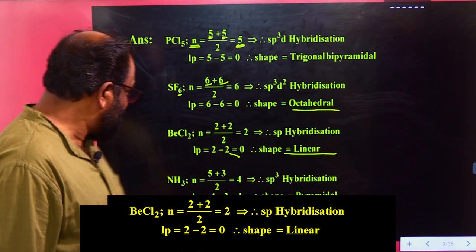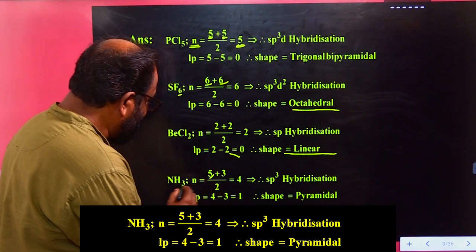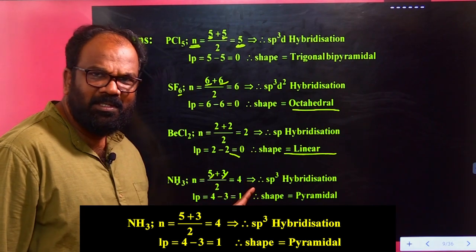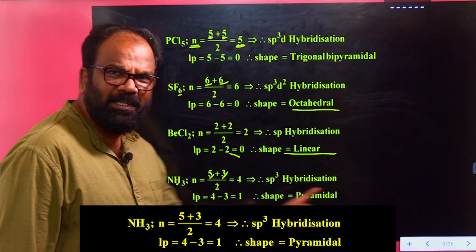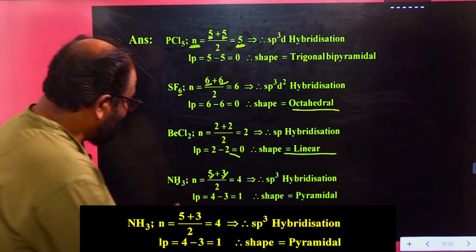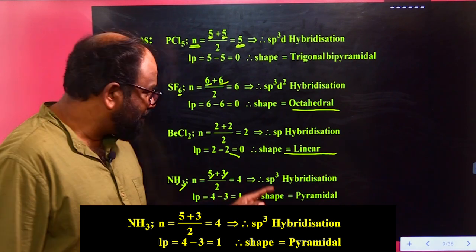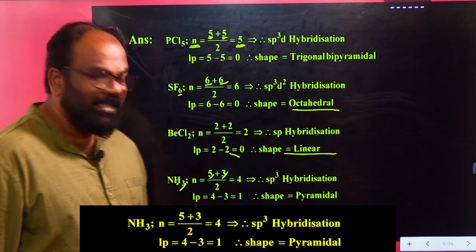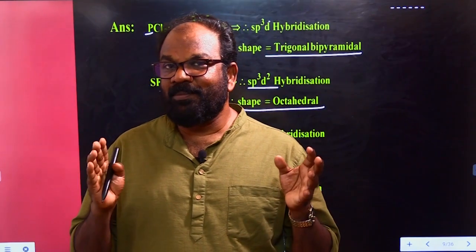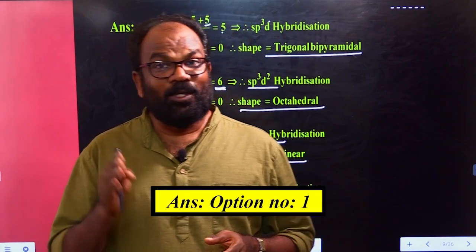And the last compound is ammonia. Here number of hybrid orbitals is equal to valence electrons 5 plus monovalent atoms, that is 3 hydrogen atoms, divided by 2. Therefore number of hybrid orbitals is equal to 4. So hybridization is sp3. Number of lone pairs is equal to number of hybrid orbitals 4 minus the number of groups attached, which is 3. Therefore lone pairs is equal to 1. sp3 hybridization with 1 lone pair. Therefore shape of the molecule is pyramidal. Here in this question, the shape of PCl5 molecule is given as trigonal planar. So here the answer is option number 1, that is a wrongly matched pair.